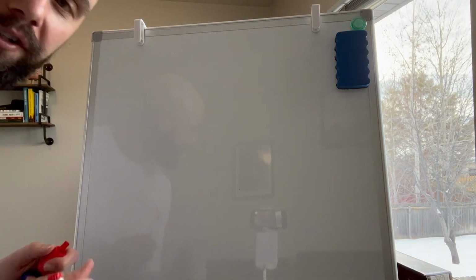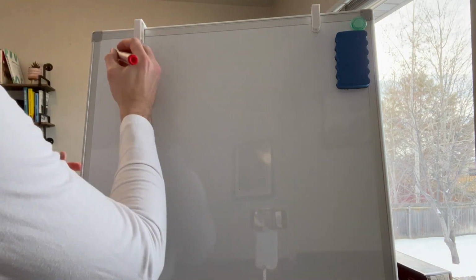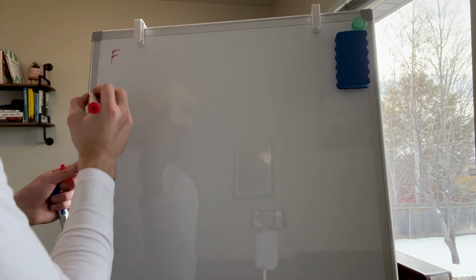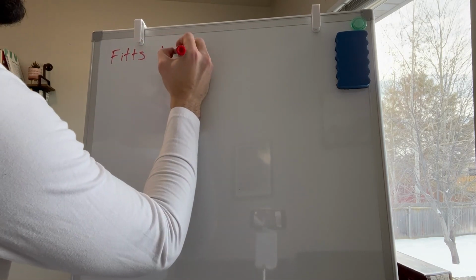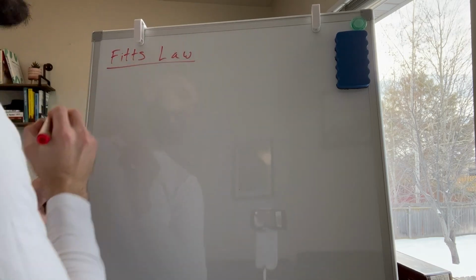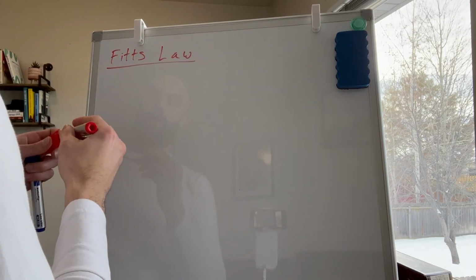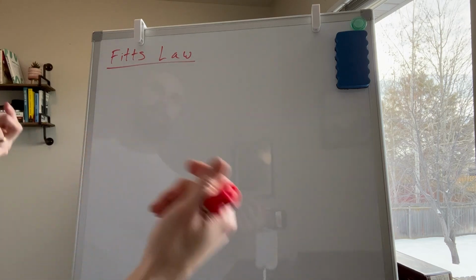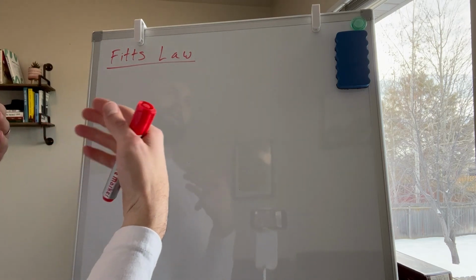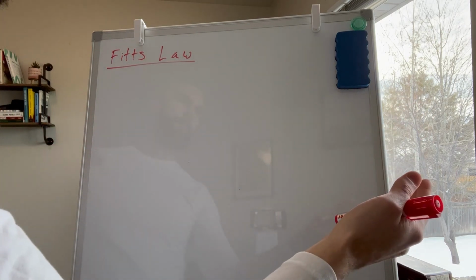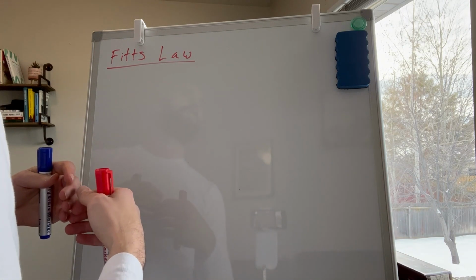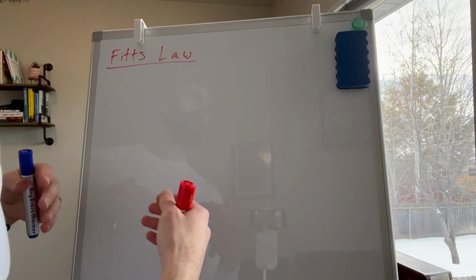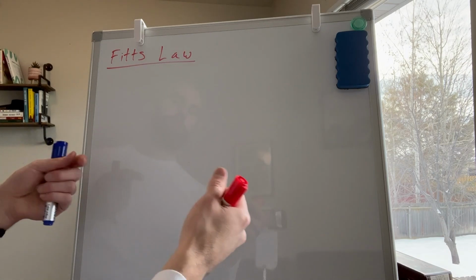Today I just wanted to discuss Fitt's Law real quick, which I recently released an episode on. And this is just to provide a little bit more visual to what I discussed in the episode. So Fitt's Law basically says that something that is farther away and smaller is going to take more time to acquire or to press the button than something that is closer and larger.